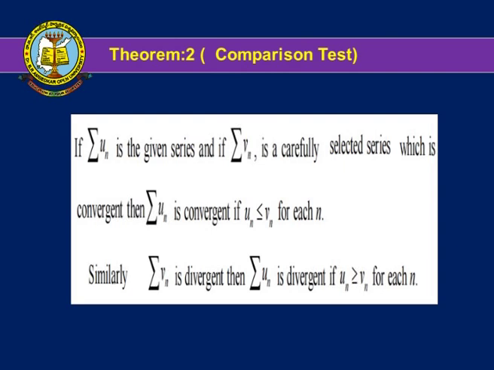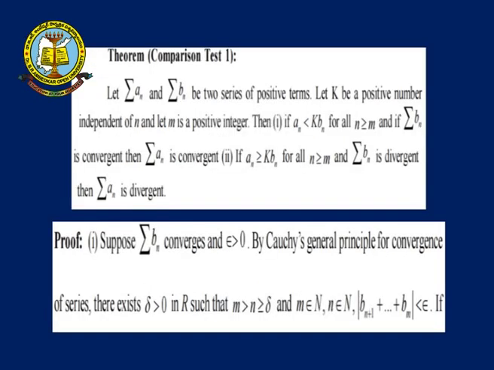Now, if u_n is greater than or equal to v_n, and if the series sigma v_n is divergent, then sigma u_n is also divergent. This is the comparison test. Here is the proof of the comparison test; we have two tests.